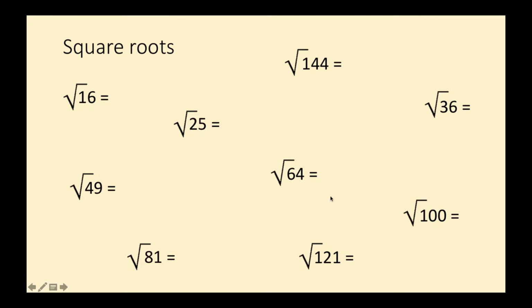Okay, if you've paused the video and had a go, let's go through them. So what do we times by itself to get 16? Well, 4 times 4 is 16. And 5 times 5 is 25. 7 times 7 makes 49. 12 times 12 is 144. 6 times 6 is 36. 8 times 8 is 64. 9 times 9 is 81. 10 times 10 is 100. And 11 times 11 is 121. So, learn your square numbers as well as your square roots, and it will really help you.